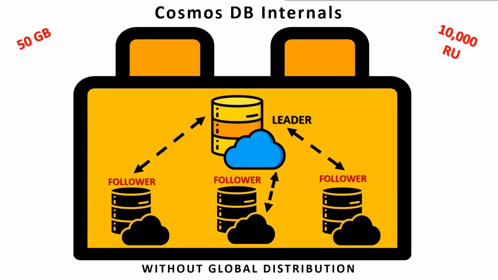The second one is 10,000 request units. This is the limit that a physical partition can deliver, the maximum request units. So let's say, for example, your application is going to need 15,000 request units. That means even if you don't have 50 gig of data, you are going to end up with 2 physical partitions. So whenever you try to change the request units at any time, you want to be sure that those are the limits of each physical partition.